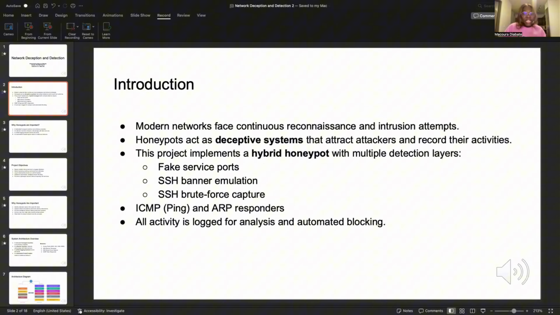So the goal of the honeypot system is to identify malicious actors early during reconnaissance. The system uses multiple deception layers to trick attackers into interacting with fake services. These interactions are logged for later analysis. The modules include fake ports, SSH banner emulation, SSH brute force capture, and ICMP-ARP responses, each designed to mimic real network behavior convincingly.